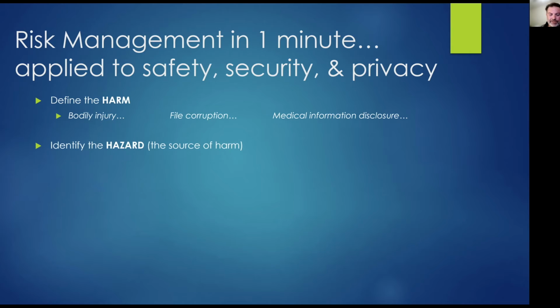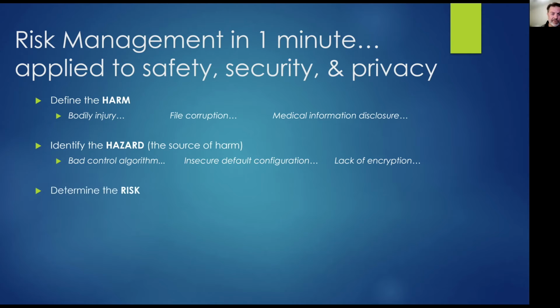The next step is understanding and identifying the hazard. And to clarify, the hazard is the source of harm, what results in the injury. That could be a bad control algorithm that causes a device to do something inappropriately. It could be an insecure default configuration, not having sufficient security designed around the product that comes to the user. And then also the lack of encryption and having sensitive information that's a little too available than it should be.